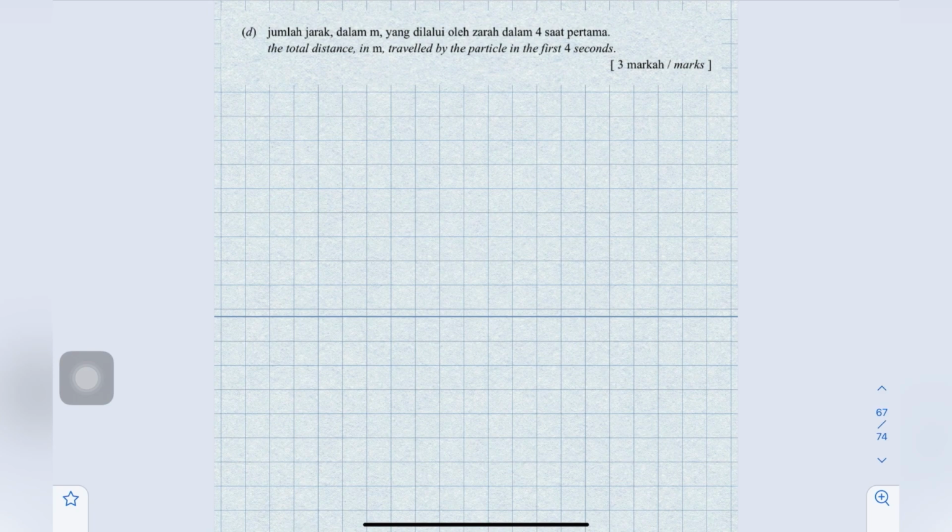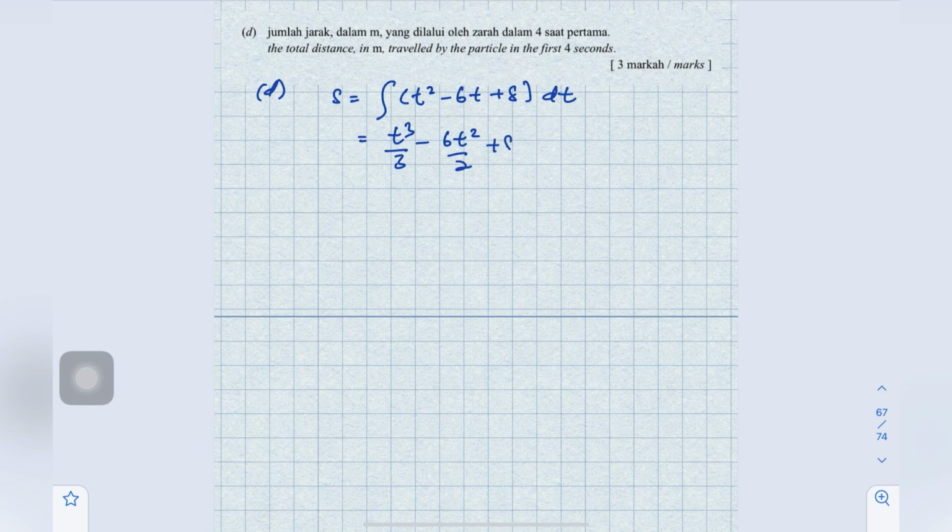Okay, so to find the total distance, we need to find S. To find S, we have to integrate V. So V is t squared minus 6t plus 8. We integrate with respect to t. So S equals t cubed over 3 minus 6t squared over 2 plus 8t plus c.